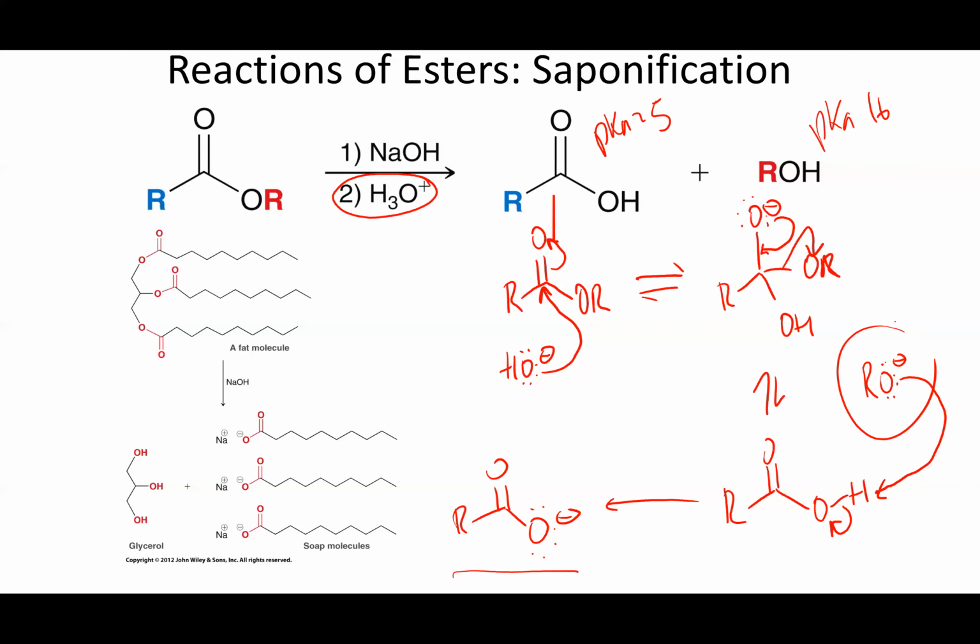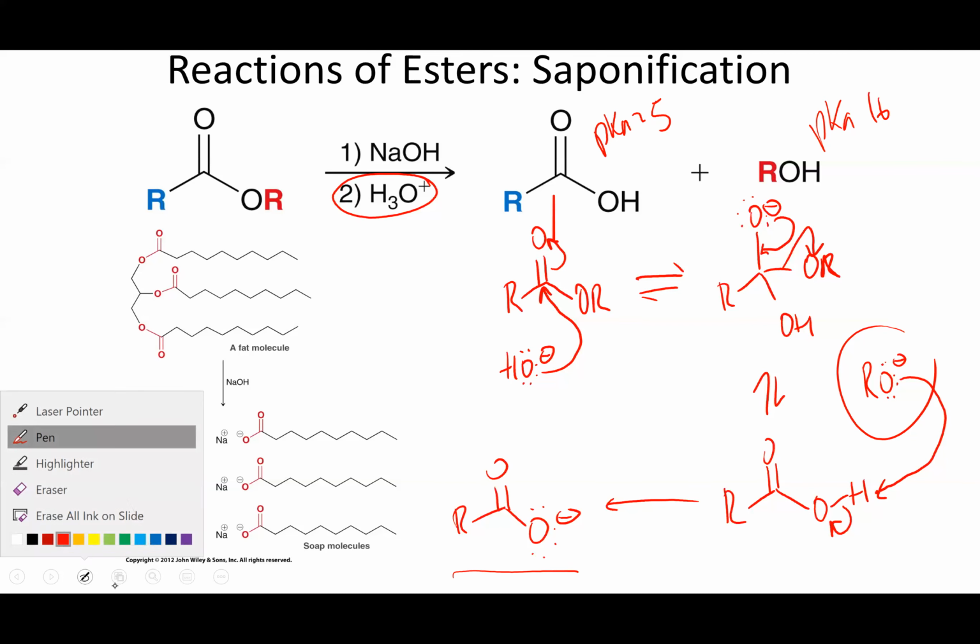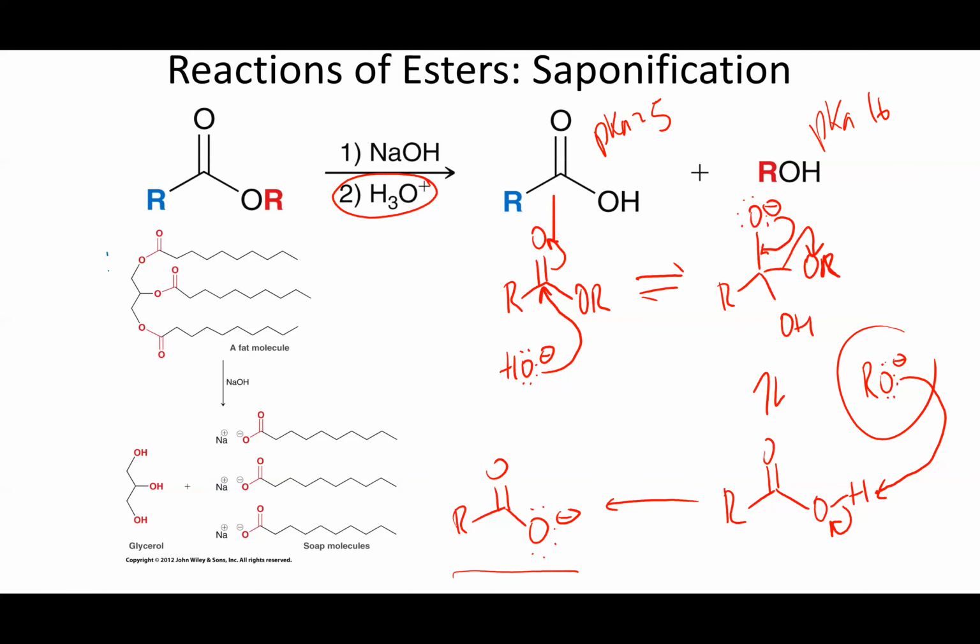So let's take a look at this example in the bottom left-hand corner of the slide. We've got a fat molecule, so that consists of a glycerol part, which is this part here, linked to different fatty acid molecules. So fatty acids are the protonated versions of this.